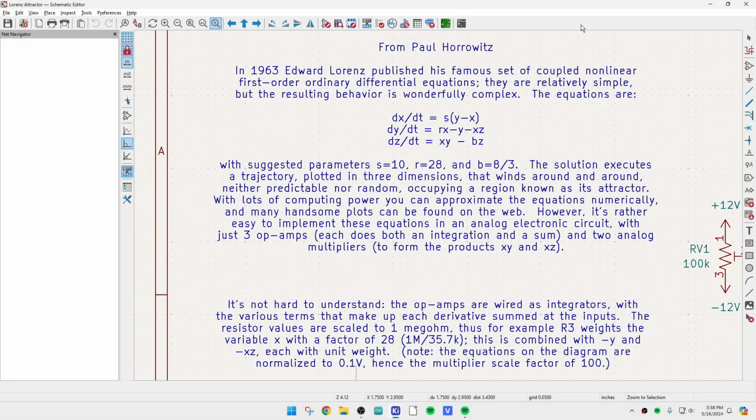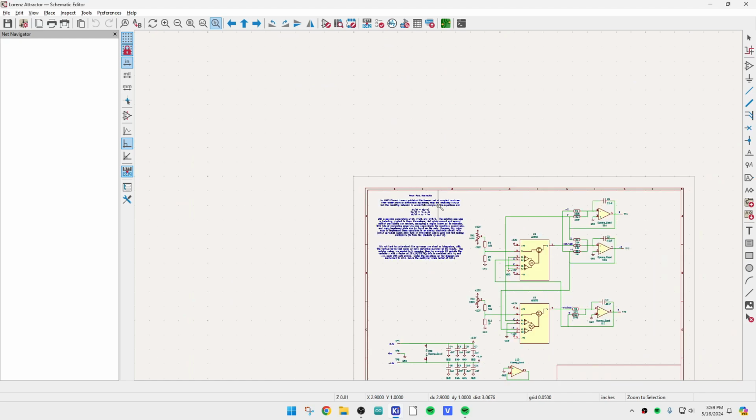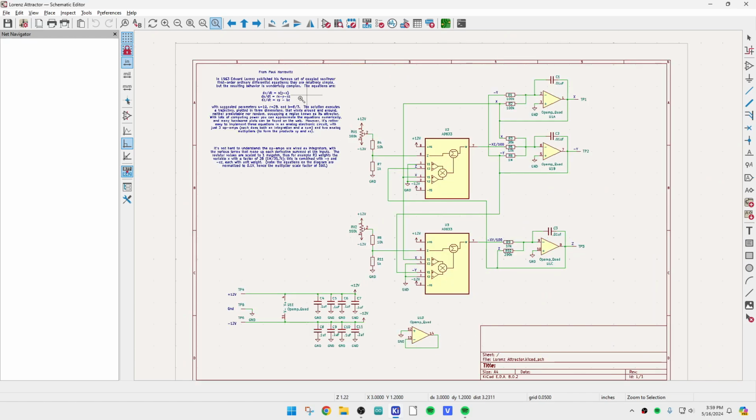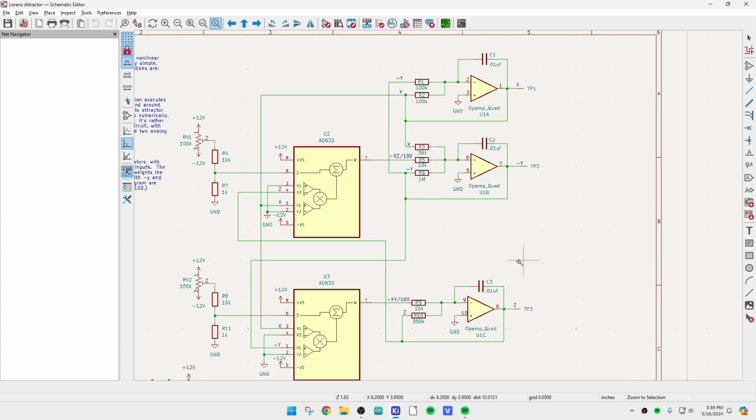All right, so this circuit originally came from Paul Horowitz of Horowitz and Hill fame. He came up with a circuit that allows you to do these differential equations. And so I put his little spiel there on the schematic here. So this is the schematic. You have two multipliers and a quad op amp. The op amps are set up to do integrals, I guess.